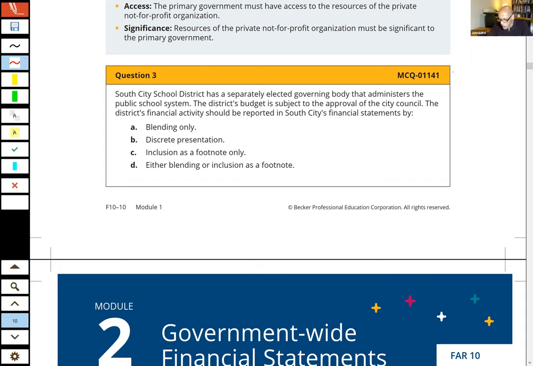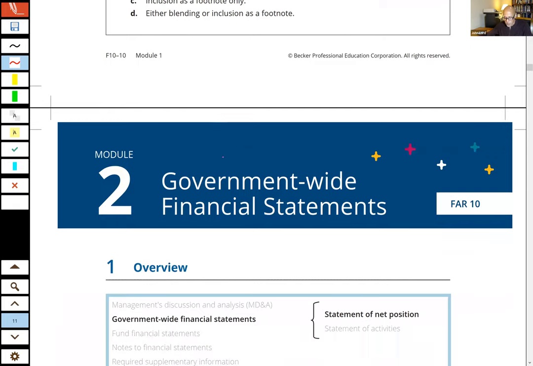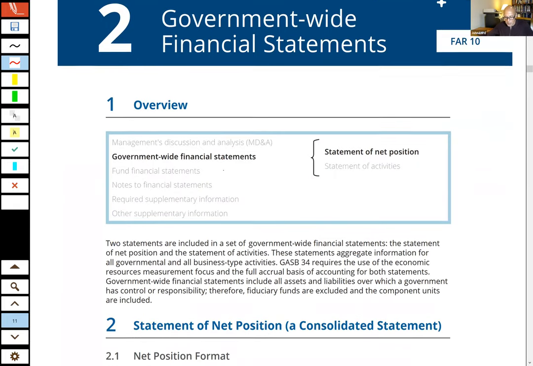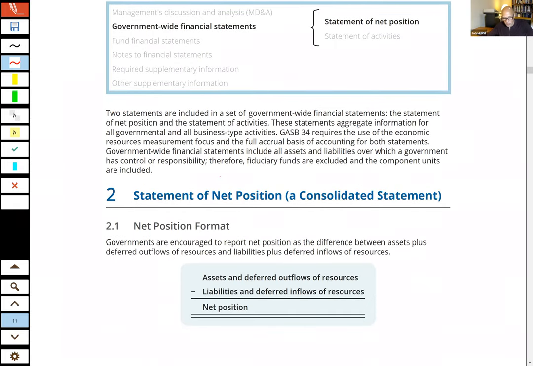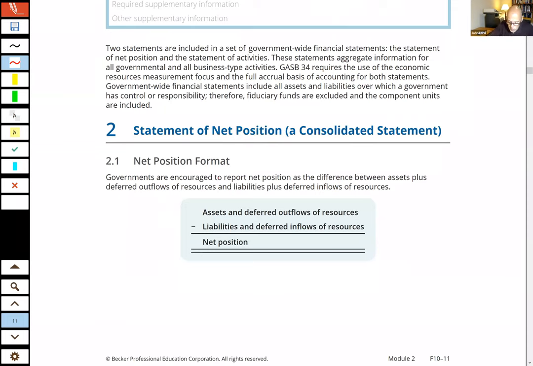Okay, all right, good. Now, let's come over and look at the government-wide statement of net position. That's like the balance sheet, okay? Net position format, okay? Remember, it's the difference. So if the assets are 100 and the liabilities are 80, our bottom line would be net position of 20, right?